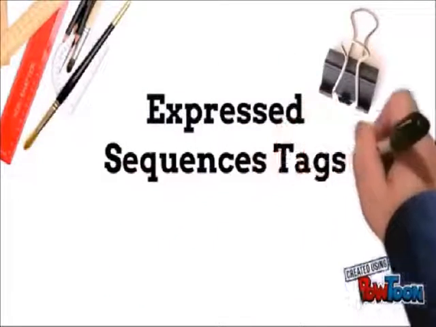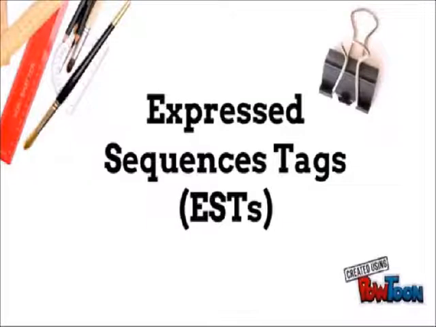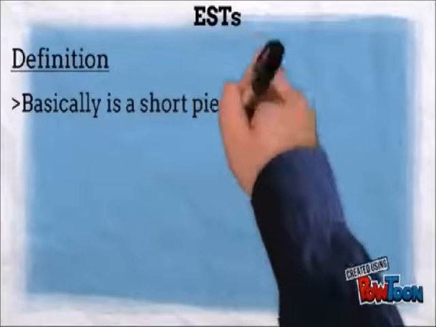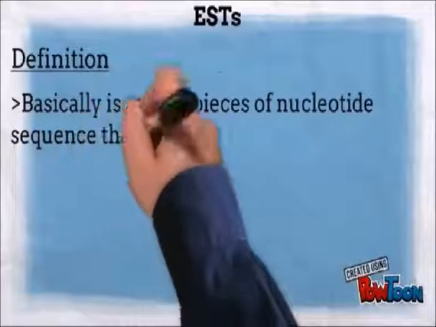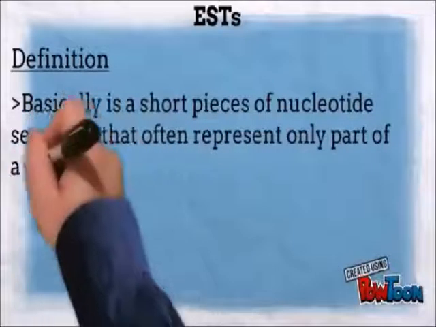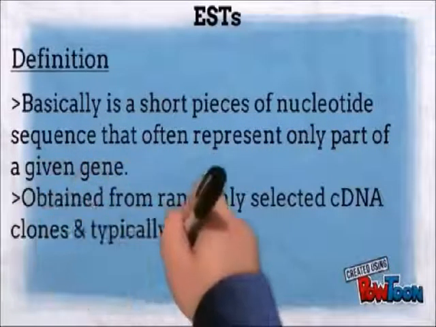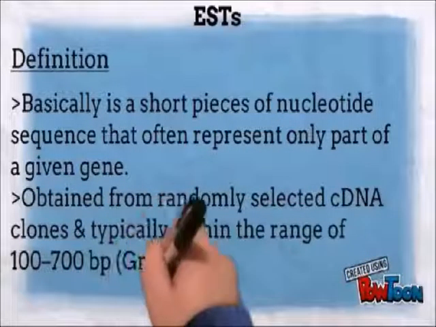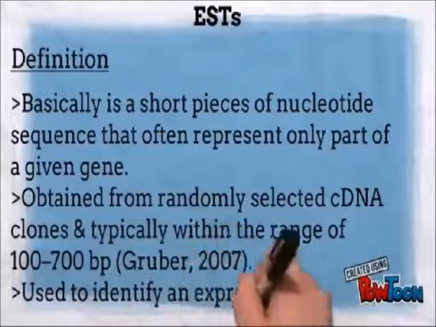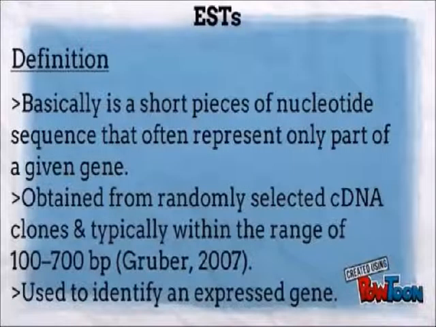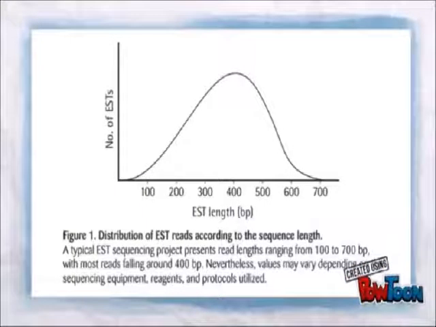Proceed with EST, expressed sequence tag. EST is basically a short piece of nucleotide sequence that often represents any part of a given gene, typically within the range of 100 to 700 base pairs. It can be obtained randomly from cDNA clones and used to identify expressed genes. From Figure 1, it shows that the EST range is usually around 400 base pairs.